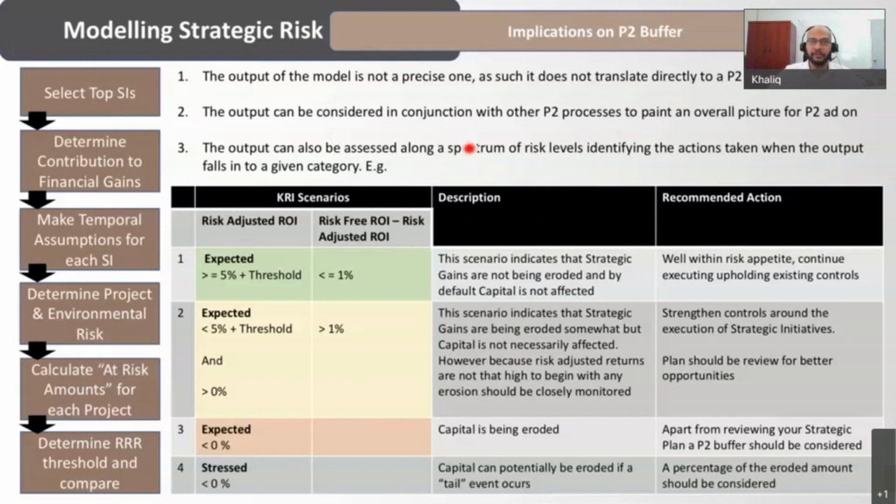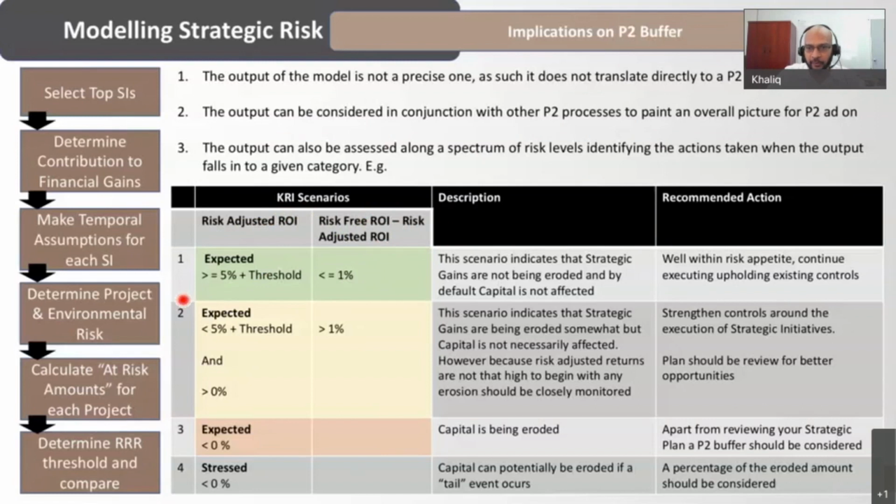Now, some caveats: the output of the model is not a precise one, so it does not translate directly into a P2 buffer amount. The output can be considered in conjunction with other P2 processes to paint an overall picture for a P2 buffer. And as mentioned before, the output can be assessed along a spectrum of risk levels, identifying the actions taken when the output falls into a given category. So for example, you may set up what I call KRI scenarios, key risk indicator scenarios. One of my KRIs is risk-adjusted ROI, and another KRI is risk-free ROI minus the risk-adjusted ROI.